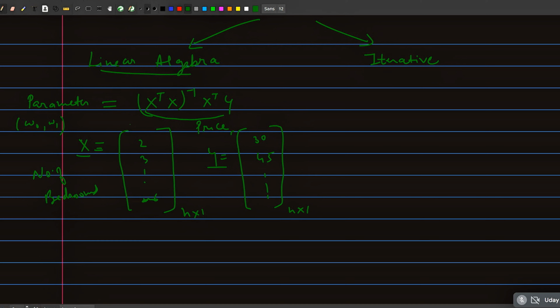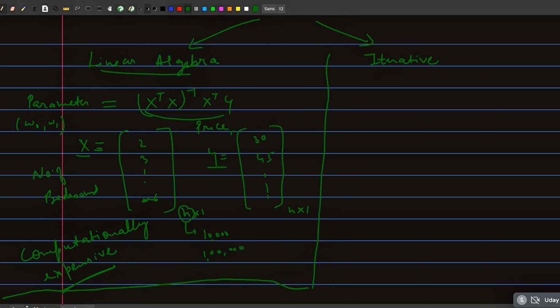And this is the number of data points we have. So N can be very large, like say 10,000 or even 1 lakh. So we would be multiplying a vector of dimension 1 lakh with another vector of dimension 1 lakh, and similarly. So this would become a very computationally expensive thing.